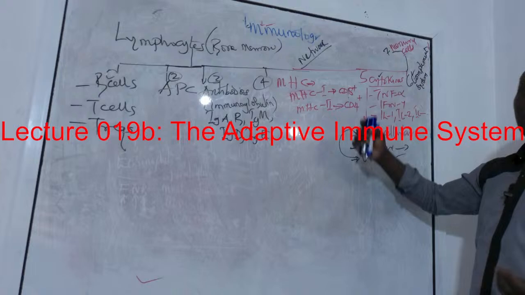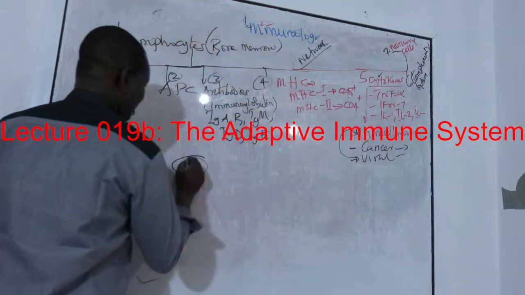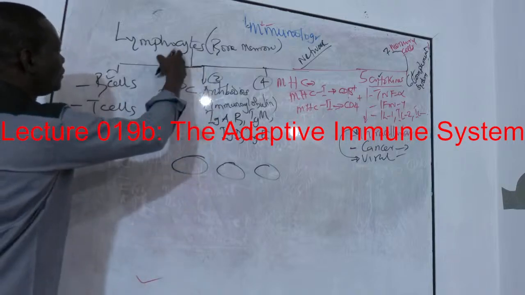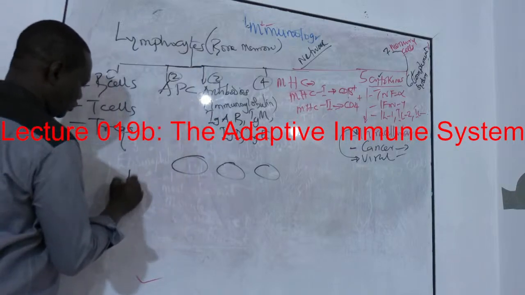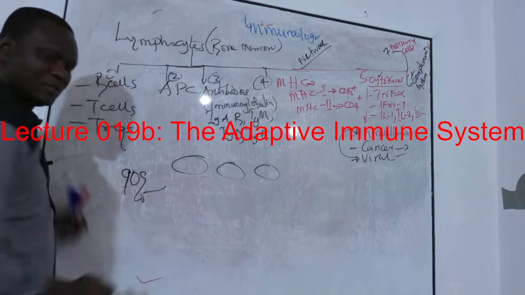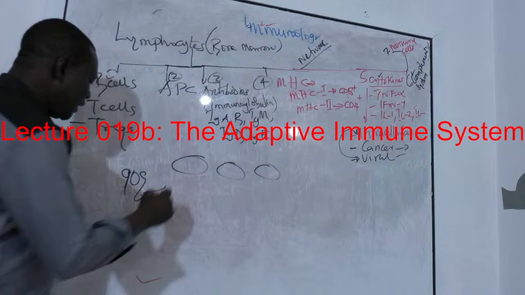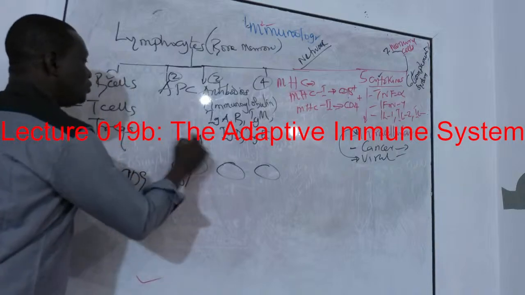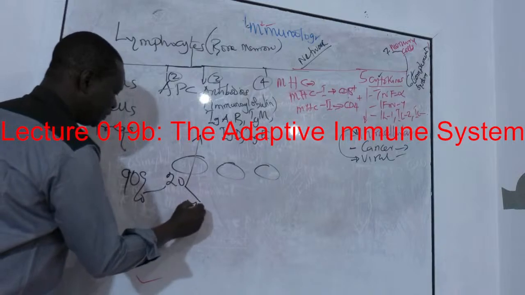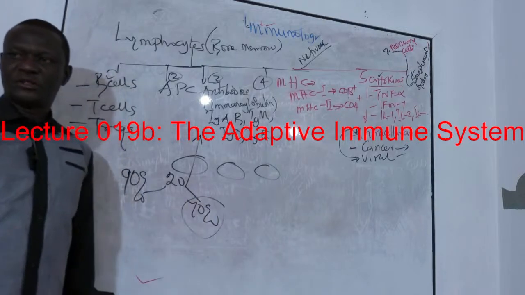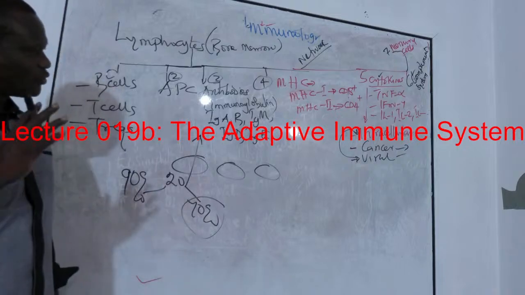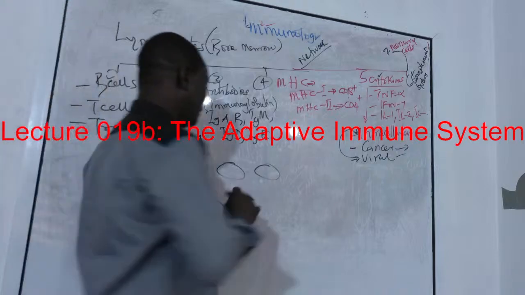So if from the bone marrow they produce 90%, it could be that only 20% will be used in producing all this, and the rest 70% will be used as memory cells, so that in case there is a reinfection, they are ready.